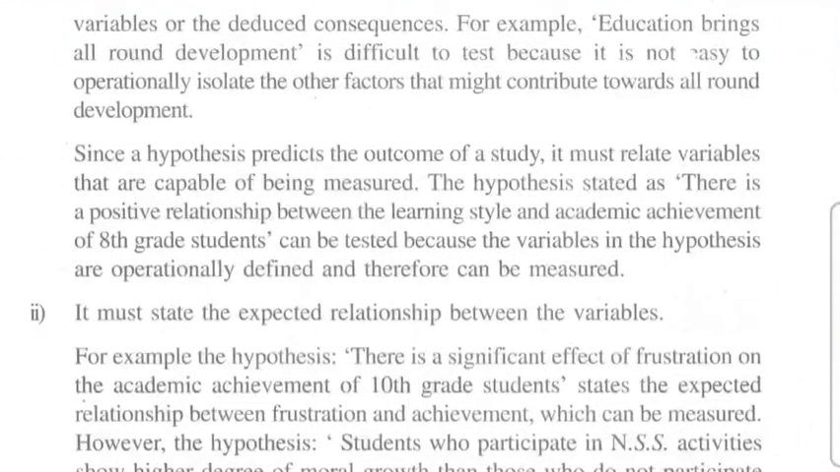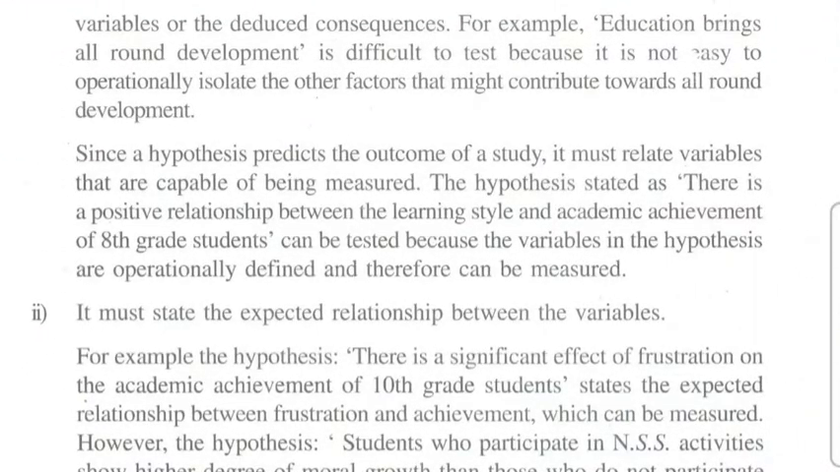For example, "education brings all-round development" is difficult to test because it is not easy to operationally isolate the other factors that might contribute towards all-round development. Since a hypothesis predicts the outcome of a study, it must relate variables that are capable of being measured. The hypothesis stated as, "there is a positive relationship between the learning style and academic achievement of 8th grade students," can be tested because the variables in the hypothesis are operationally defined and therefore can be measured.